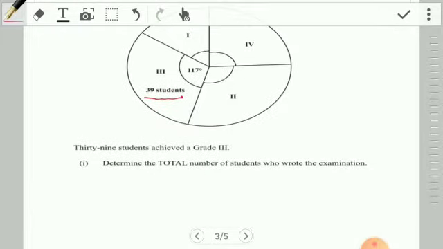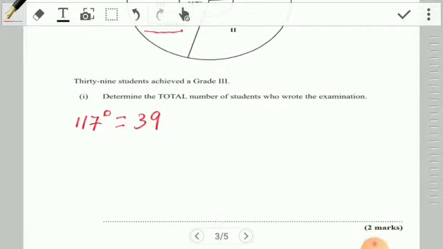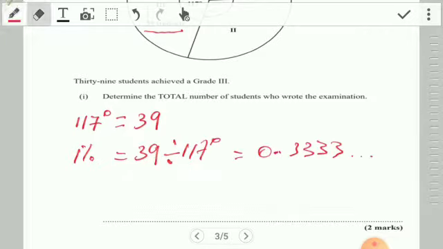Let us look at the first question. 39 students achieved grade 3. Determine the total number of students who wrote the exam. All right. So there is more than one way we could look at this, but one way is to say that 117 degrees is equivalent to 39 students. So we could do a ratio representation here. So 1 degree, I said percentage here, this is 1 degree. My bad.